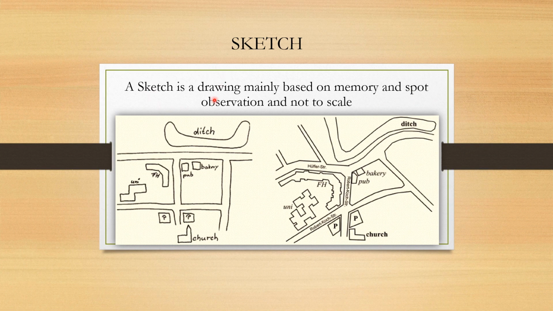Sketch. A sketch is a drawing mainly based on memory and spot observation and not to scale. A map is to scale and a sketch is not to scale. This is a map and this is a sketch. So you can see that the ditch here is shown very perfectly, but the ditch here is not shown perfectly because it is a sketch. Things here are shown not accurately, and here are shown accurately.